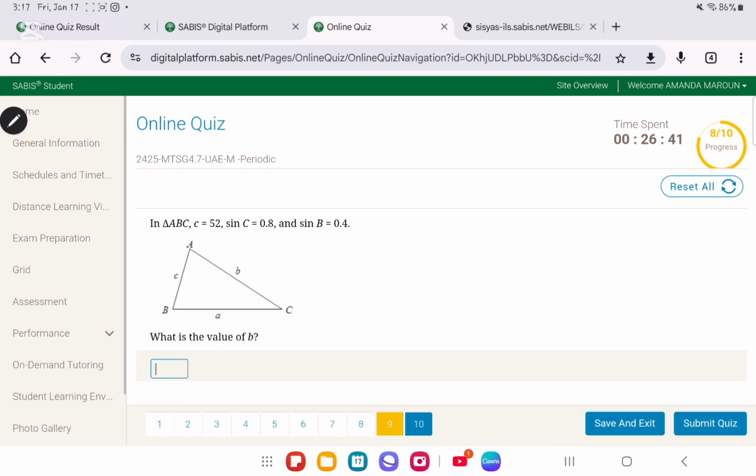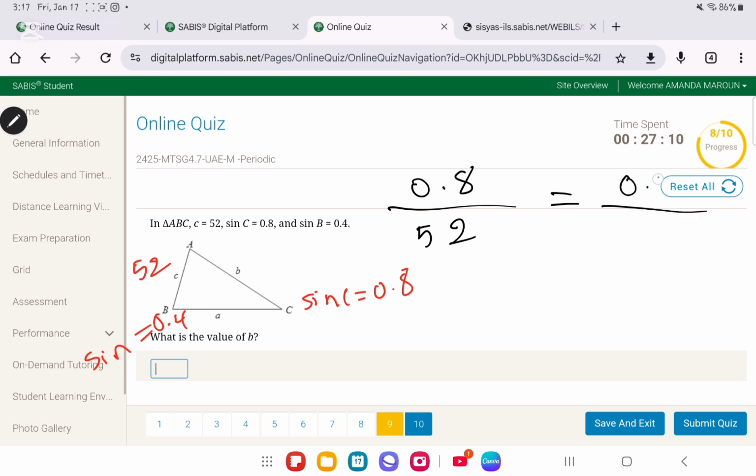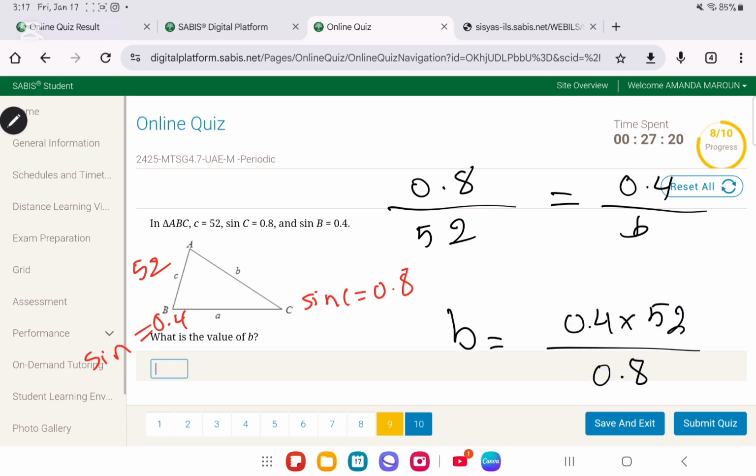Moving on to question number 9, they need us to find the value of B. We know that sine of C is equal to 0.8 and sine of B is equal to 0.4, and that side C is equal to 52, so we can apply the sine rule. Sine rule is sine of an angle, we're gonna take 0.8, divided by its opposite side, 52, is equal to sine of an angle, 0.4, divided by opposite side, which is B. Then, make B the subject, so we are gonna get 0.4 times 52 divided by 0.8, and if you put it on your calculator, you are gonna get 26. So the answer is 26.